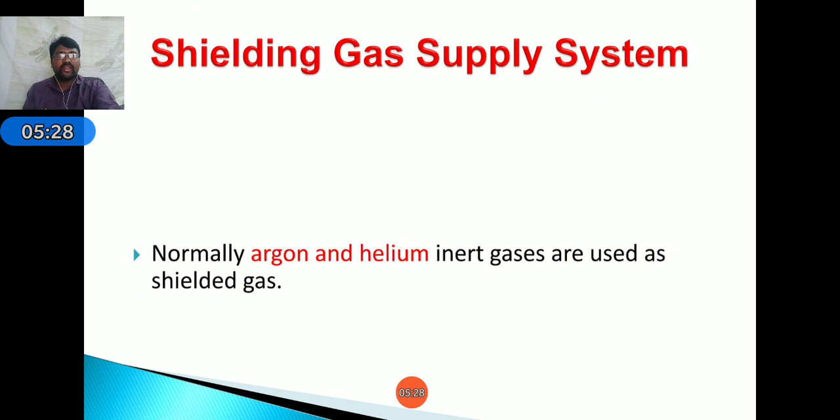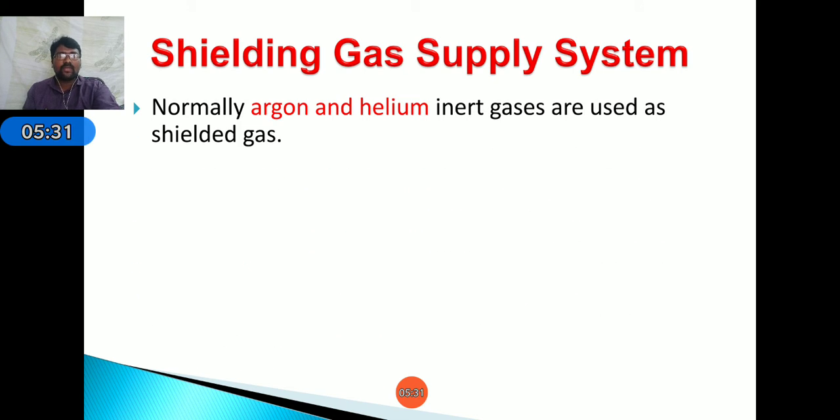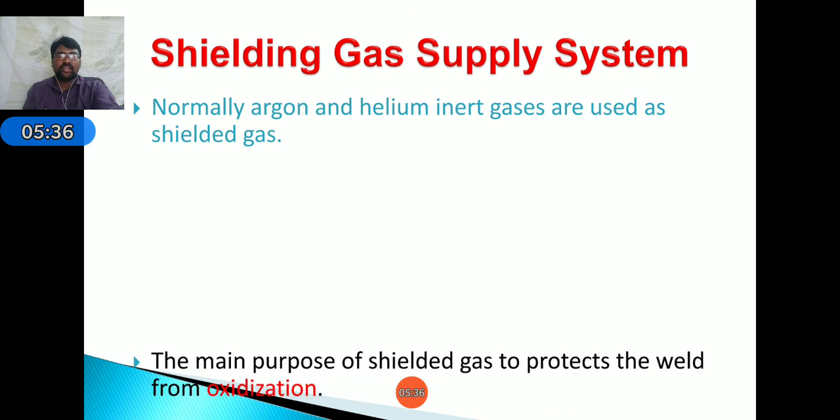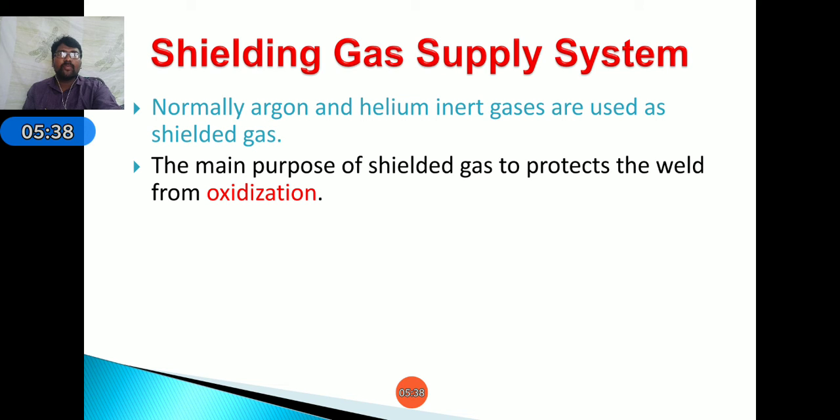Next, the shielding gas supply system. Normally, argon and helium inert gases are used as shielding gases. The main purpose of the shielding gas is to protect the weld from oxidation. During the welding process, the molten pool is created. We have to protect the molten pool from reaction with atmospheric gases like nitrogen.